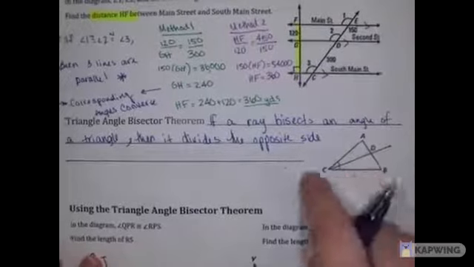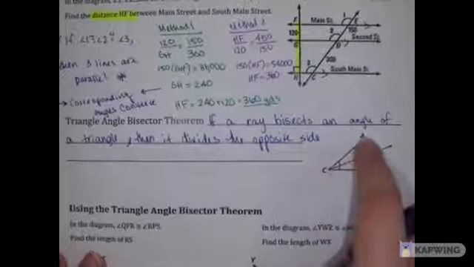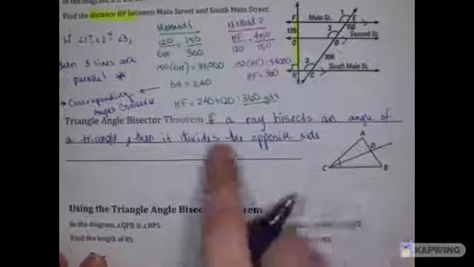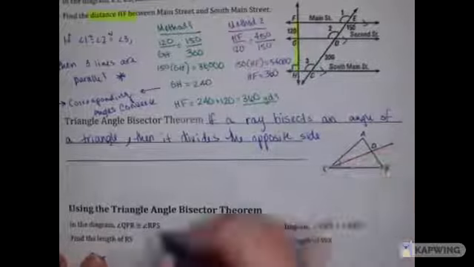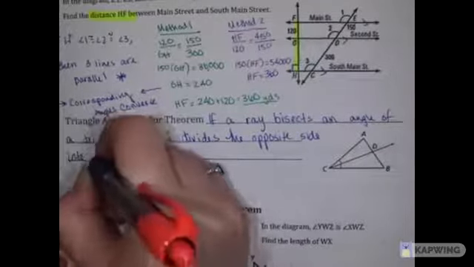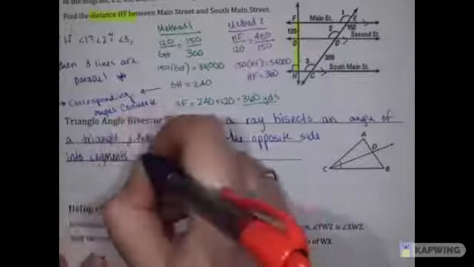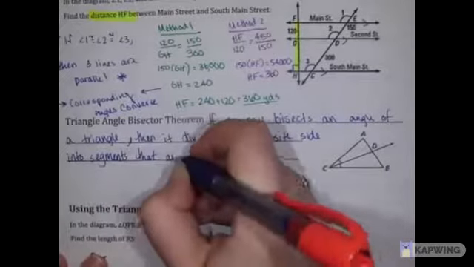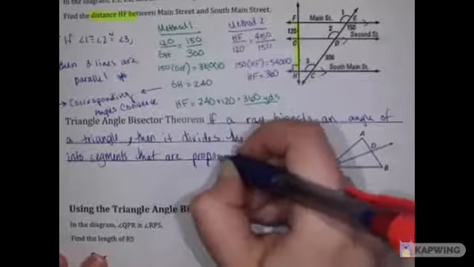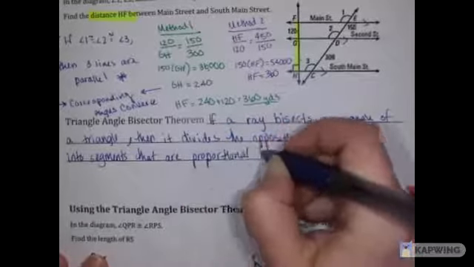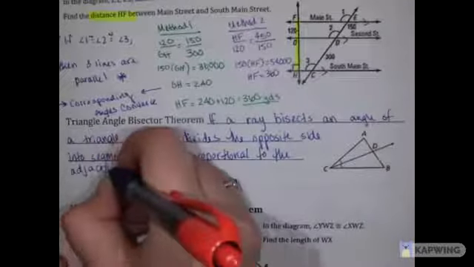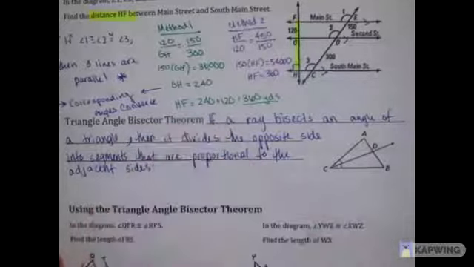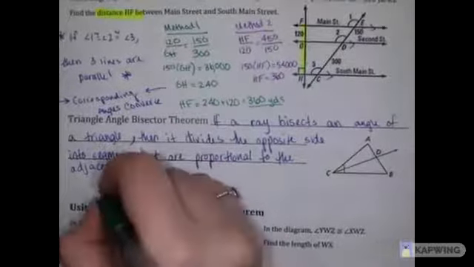Now, the opposite side to the angle is the side that doesn't touch it. So the side opposite angle C would be AB. So if a ray bisects the angle of a triangle, then it divides the opposite side into segments that are proportional to the adjacent sides. So this one's a little tricky. You want to pay attention.